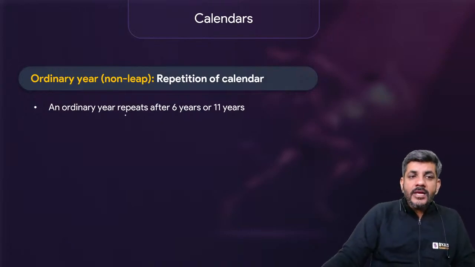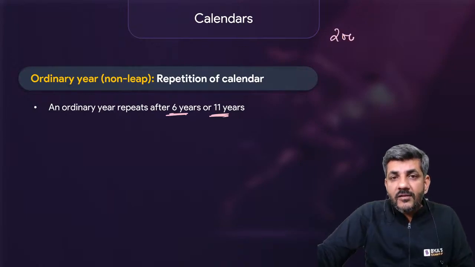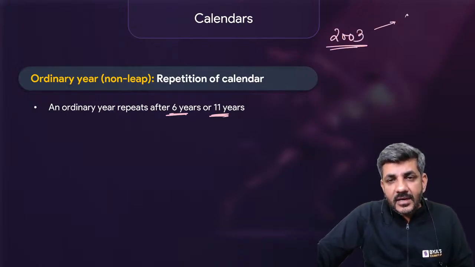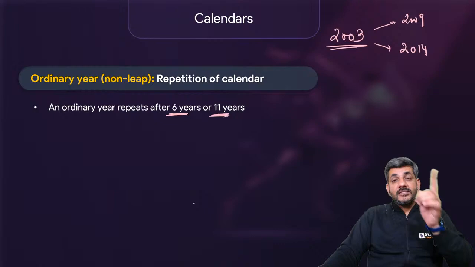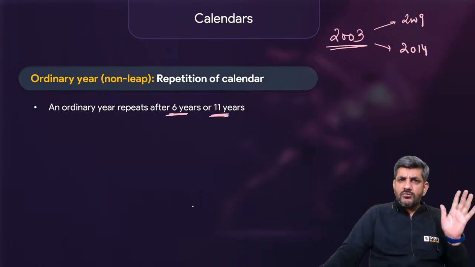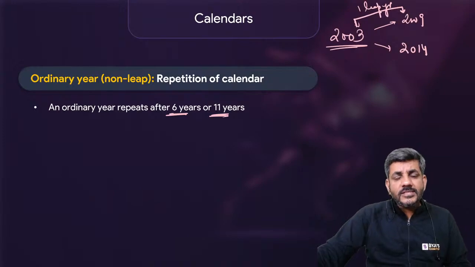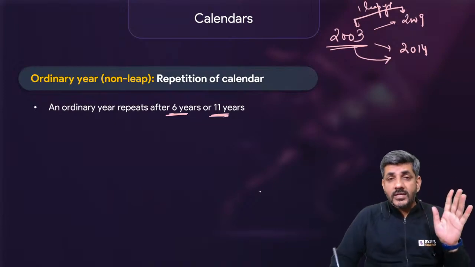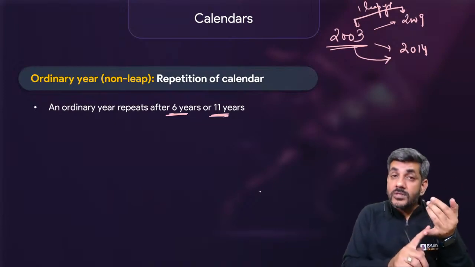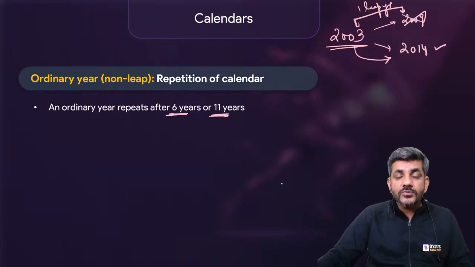Next, an ordinary year repeats after 6 years or 11 years. For example, when would the calendar of 2003 repeat? Either it will repeat in 2009 or it will repeat in 2014, either after 6 years or after 11 years. मैं आपको सीधा बता देता हूं कब होता है. If within those 6 years there is one leap year, तो आपका आंसर वही है. But if within those 6 years there are 2 leap years, तो आपका आंसर ये. For example, between 2003 and 2009, there are 2 leap years, 2004 and 2008. So calendar of 2003 will not repeat in 2009, it will repeat in 2014.